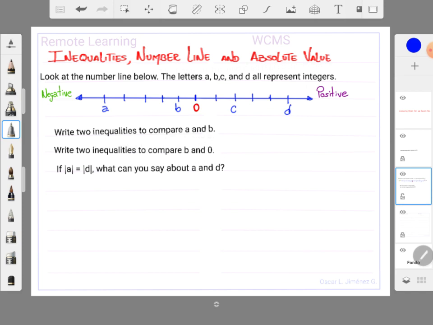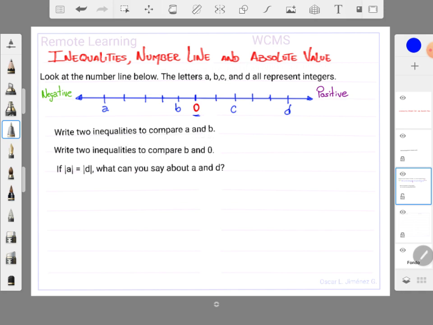Okay, so we have a number line. In the middle, as you know, the most important number is the number 0. Then we have four numbers A, B, C, and D. All we know is that the positive numbers are on the right of the 0 and the negative numbers are on the left side of the 0.